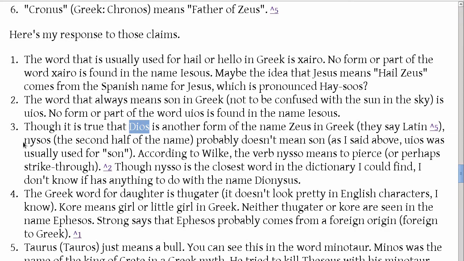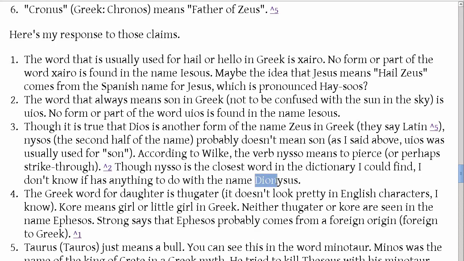All right, so nousos, the second half of the name Dionysus, probably doesn't mean sun. As I said above, eos was usually used for sun. According to Wilke, the verb nusso means to pierce, or perhaps strike through. Though nusso is the closest word in the dictionary I could find, I don't know if it has anything to do with the name Dionysus.